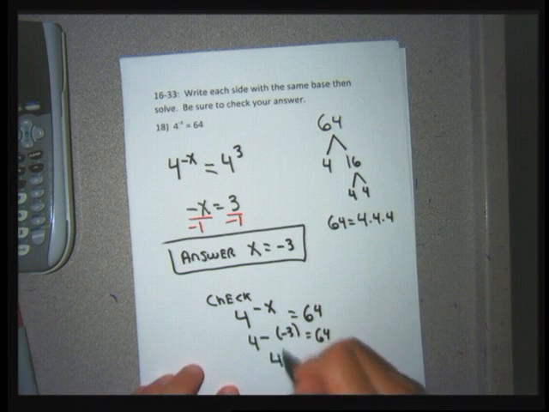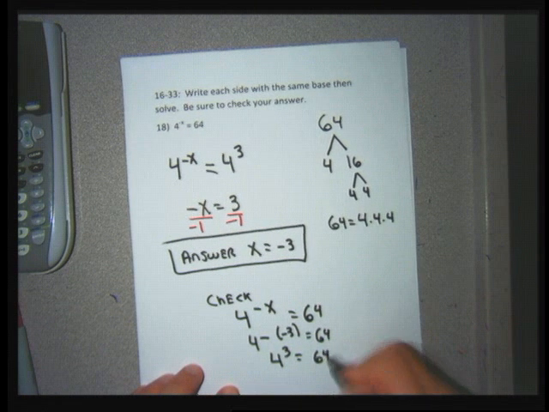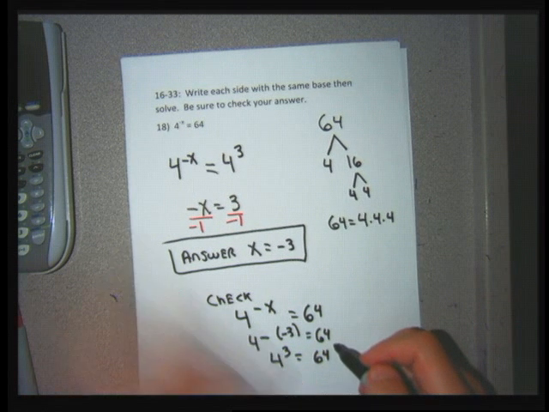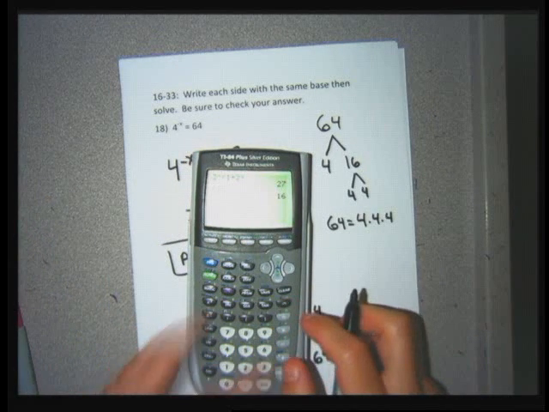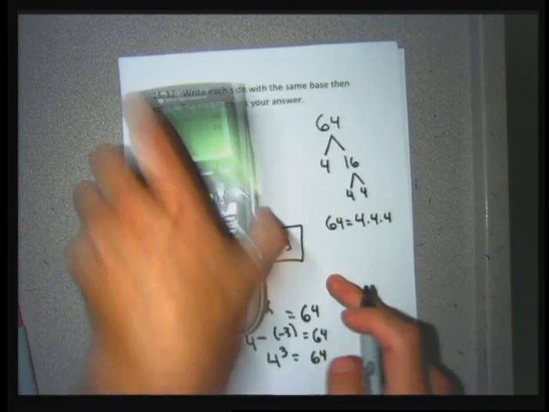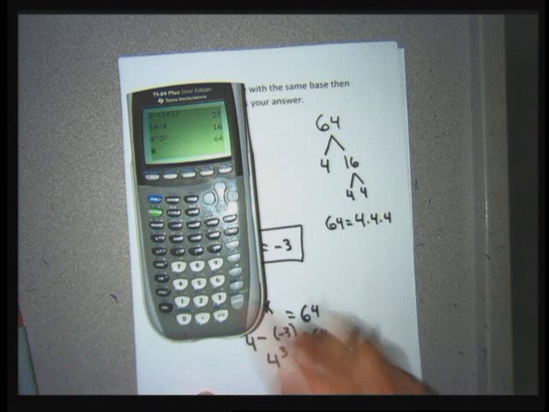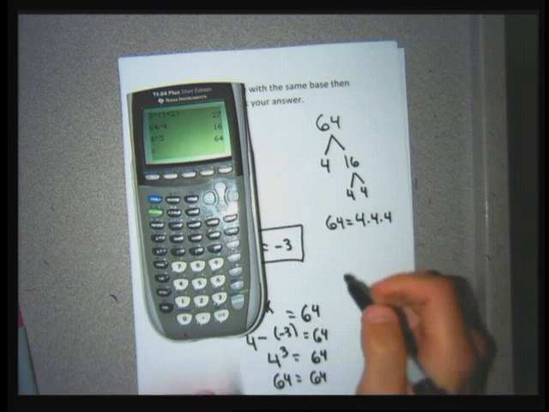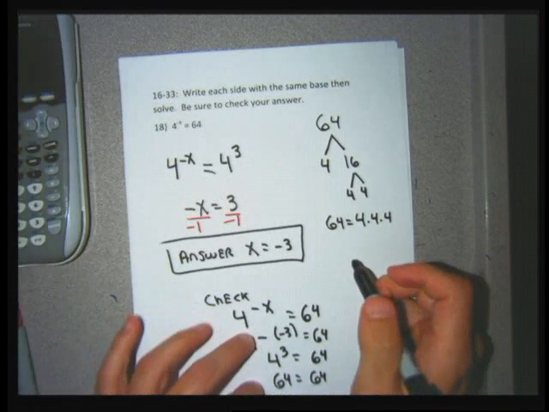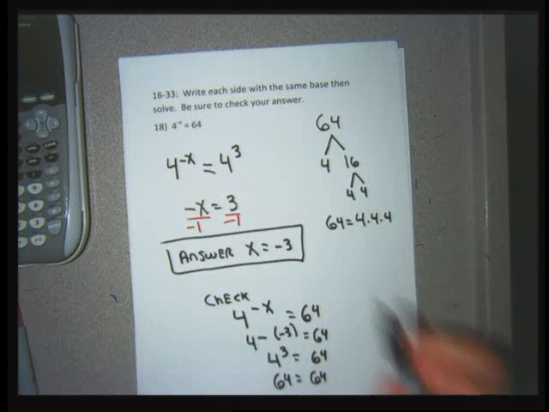That double negative I can make positive. That gives me 4 cubed equals 64. That I don't need my calculator for, but I could go 4 up arrow 3. And when I do 4 up arrow 3, I get 64 equal to 64. Because when I take the answer that I came up with and put it into the original problem, both sides come out to be the same number, my answer is correct.